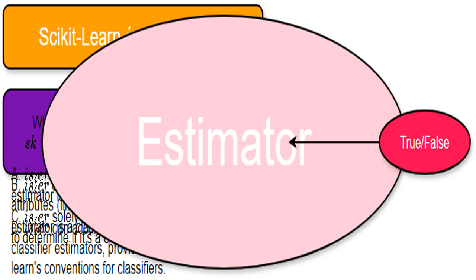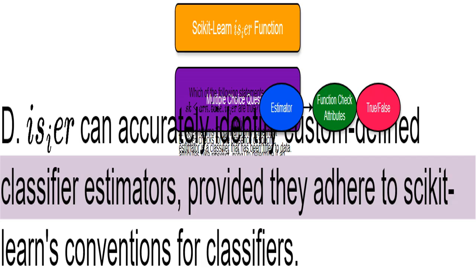In machine learning, an estimator is a general term for a model that learns patterns from data. Here, I'm focusing on whether an estimator is specifically a classifier, which means it predicts the category or class something belongs to. Examples of classifier estimators are things that classify emails as spam or not spam. Each statement in the multiple-choice question is either true or false regarding the behavior of the is_classifier function.